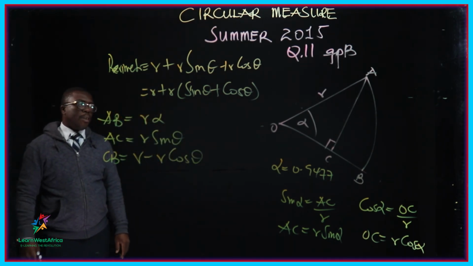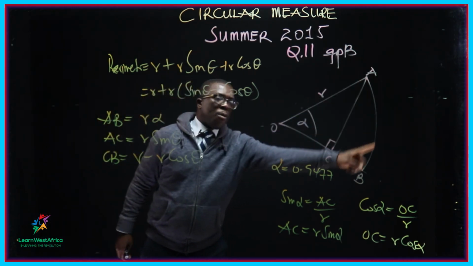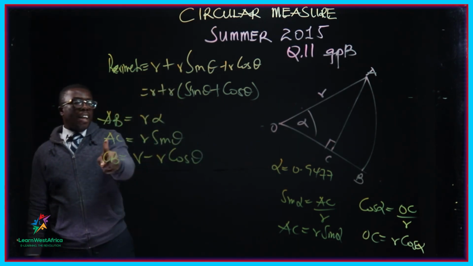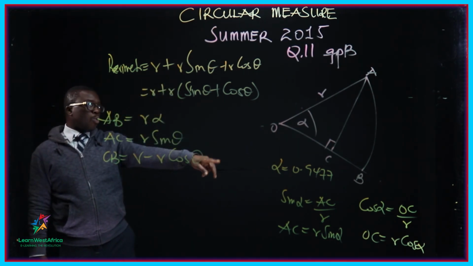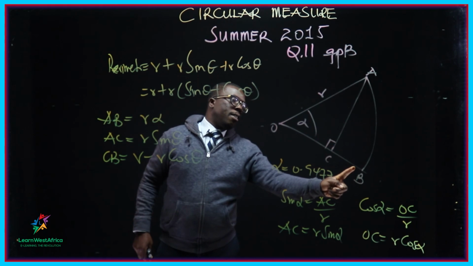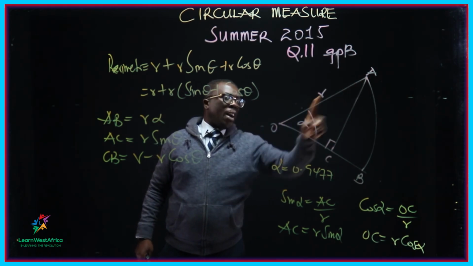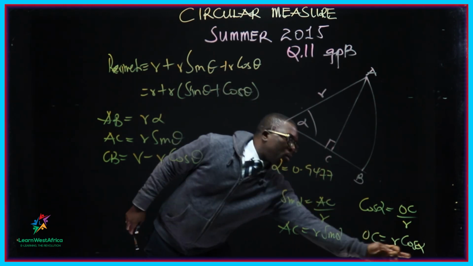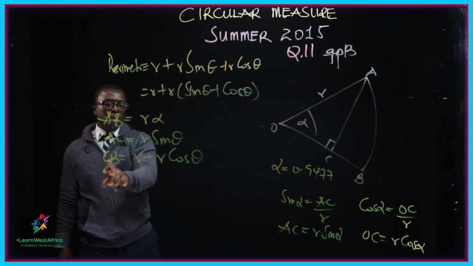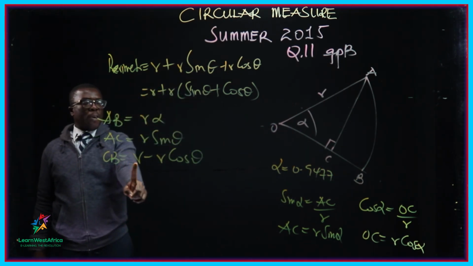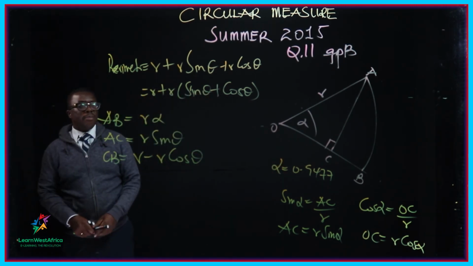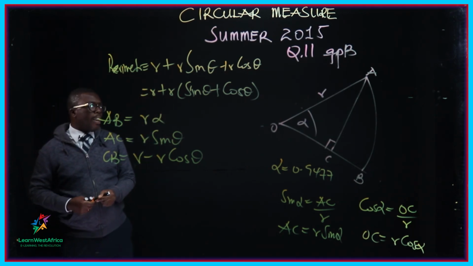So AB, the length of an arc, is R theta, and our theta is alpha in this instance. AC, which we've already shown with the right angle situation there, is R sine theta. Then we have CB. Because it's the radius R, this side OB is R, and OC is R cos theta. Therefore, CB is what you get if you take OC from OB. So CB is equal to the radius R minus R cos theta. So what is the perimeter of the shape ABC?